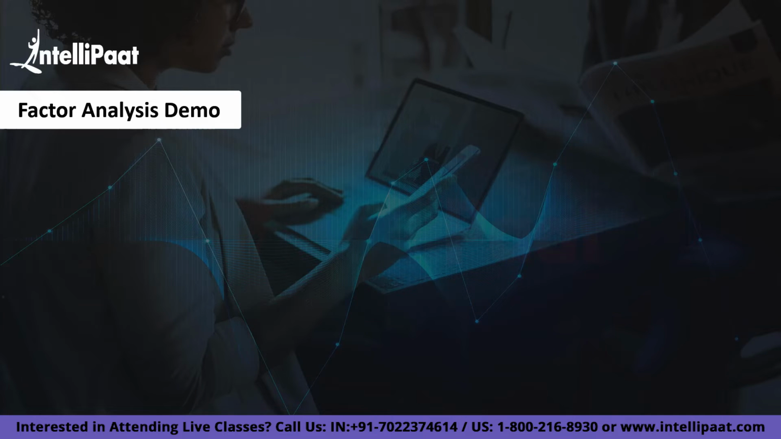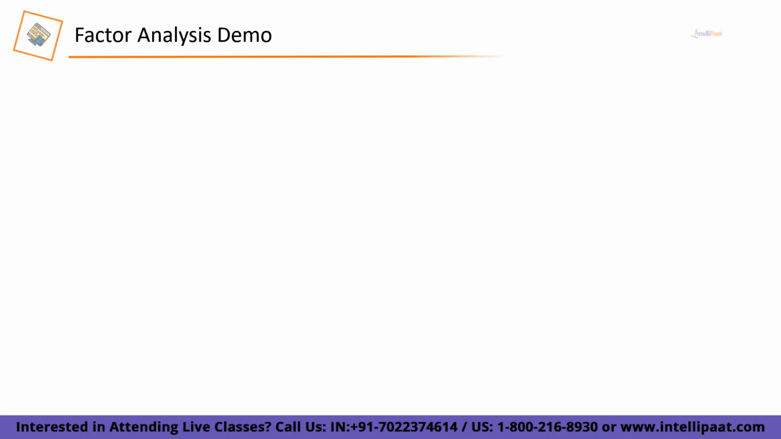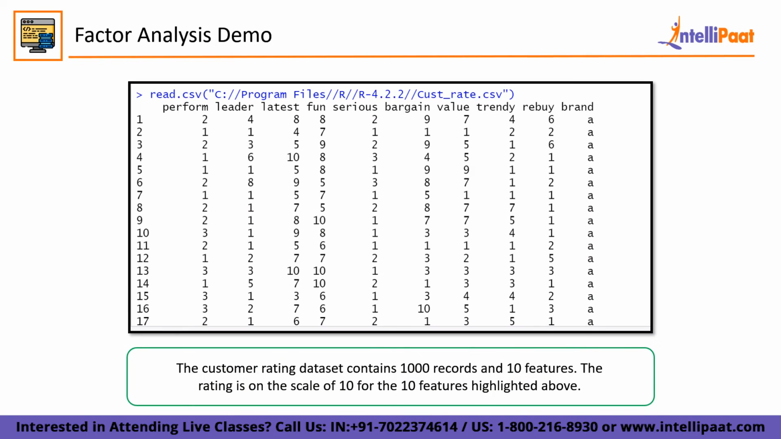The dataset that we have here contains 10 columns or what we have been calling features all this time. And it has about 1000 rows of data entries. Basically, it is the dataset of customer rating on the scale of 10 for features such as performance, leader, latest technology, fun interior, serious interior, bargain allowance, value for money, trendy products, and would you rebuy from the brand. Also, at the end, it contains a column which contains the name of the brand. I hope the dataset details are clear to all of you guys.